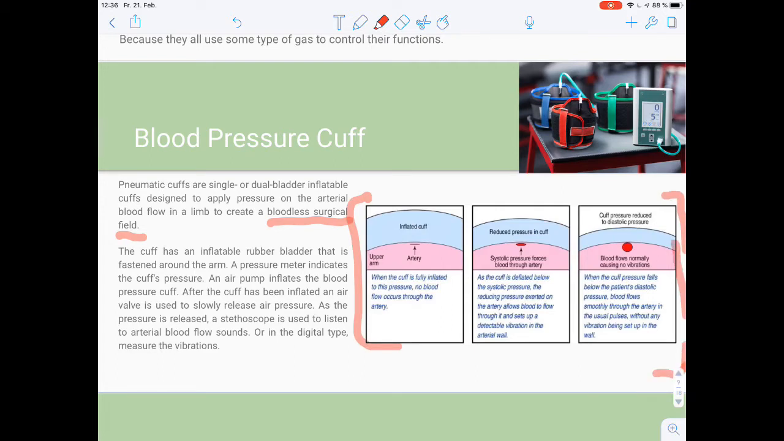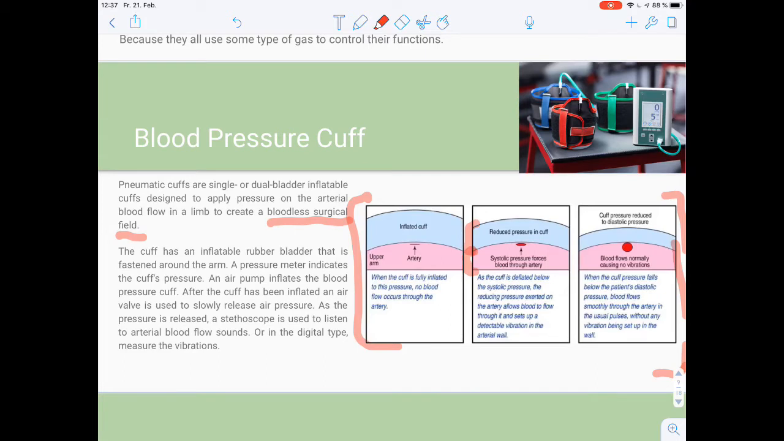It uses an inflatable cuff to stop the blood flow of the artery, and in the surgical field, it's maintained that way, so it creates a bloodless surgical field. But in diagnostics, it slowly releases the air pressure in order to measure the pulse and the blood pressure of a patient. And this works because as the air flows out, the pressure will equalize the blood pressure of the artery, and this will result in a slow turbulent flow of blood in the artery that causes vibrations and a sound.